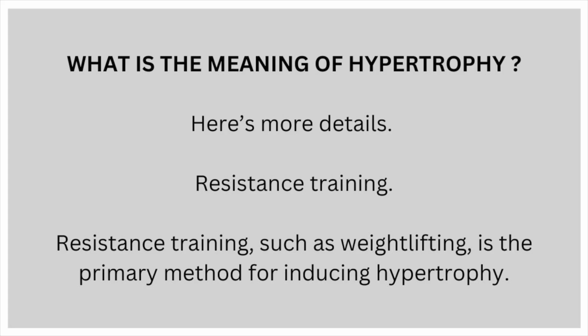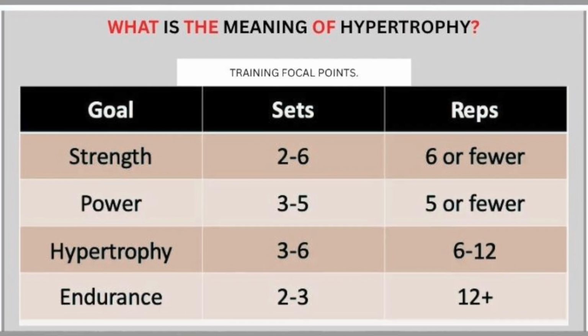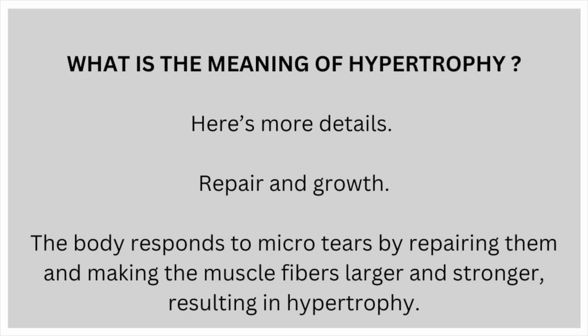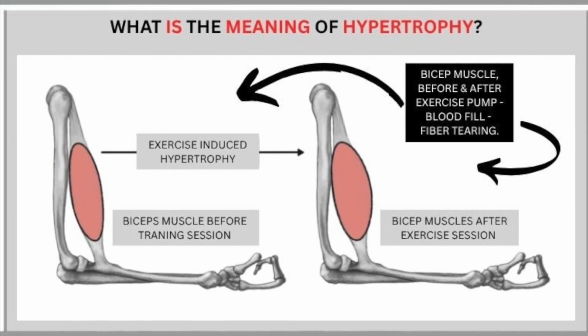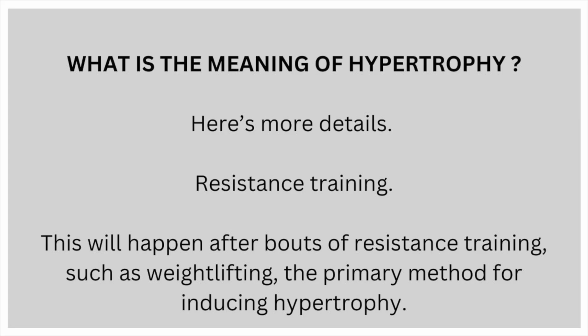Here's some more details. Resistance training, such as weightlifting, is the primary method for inducing hypertrophy. Repair and growth. The body responds to micro tears by repairing them and making the muscle fibers larger and stronger, resulting in hypertrophy. This will happen after bouts of resistance training.